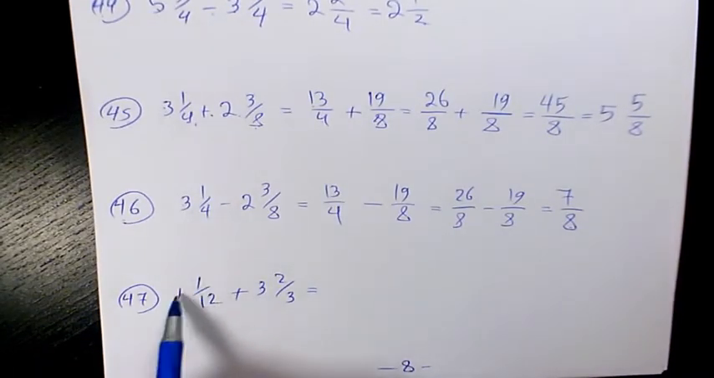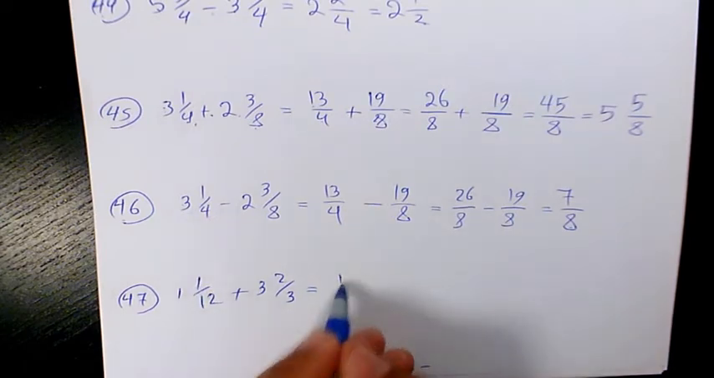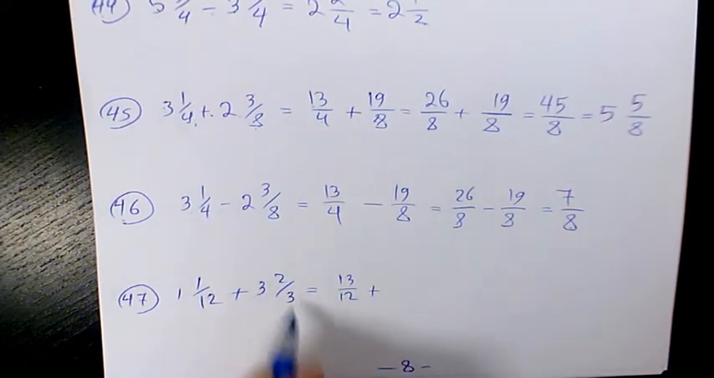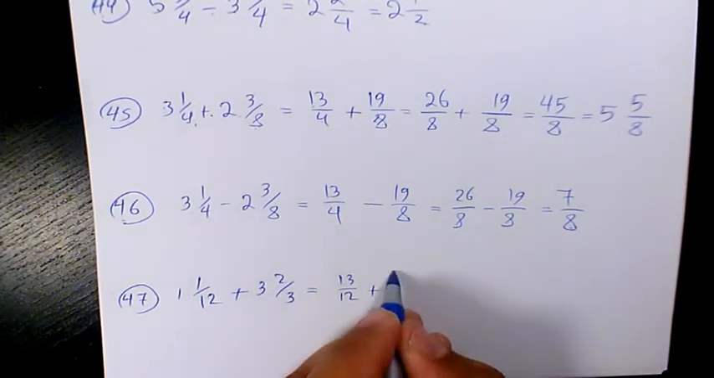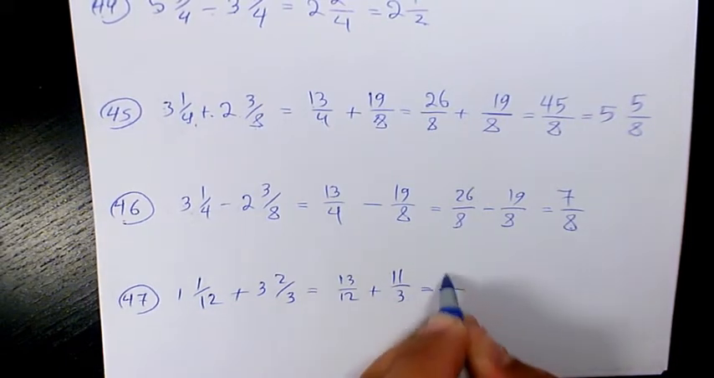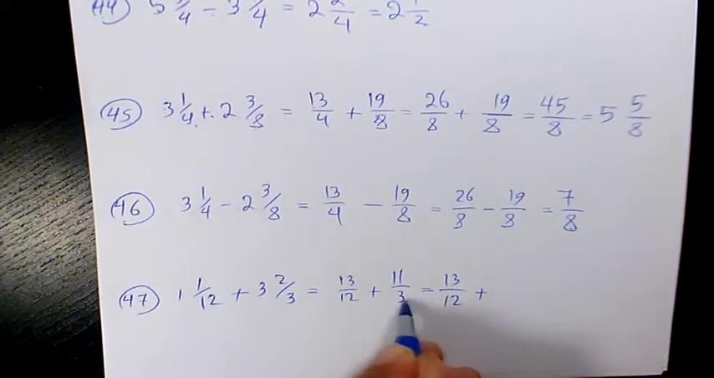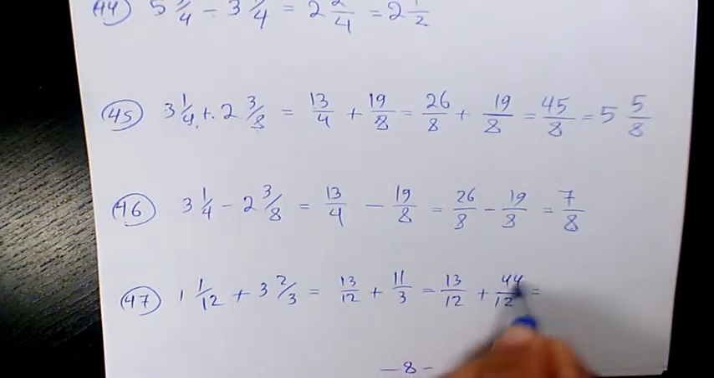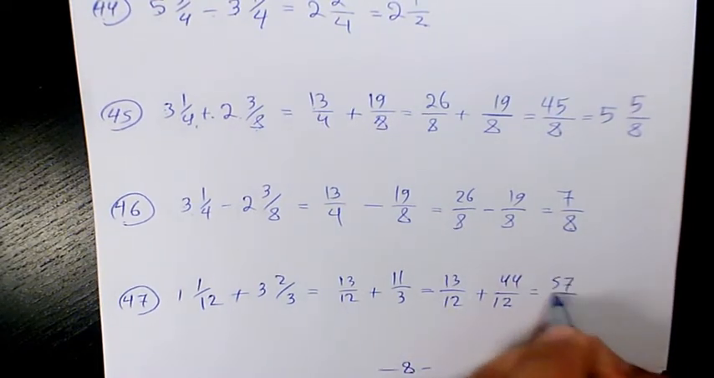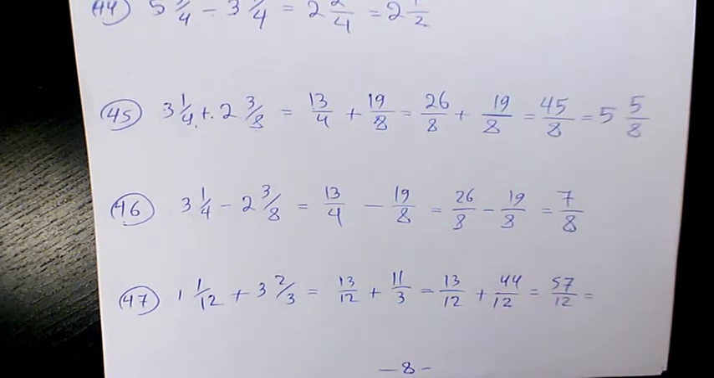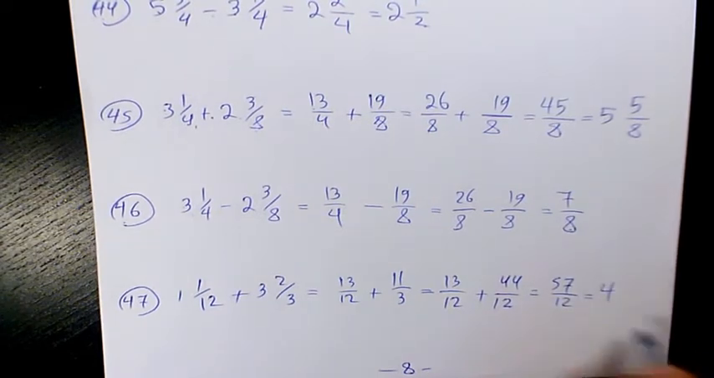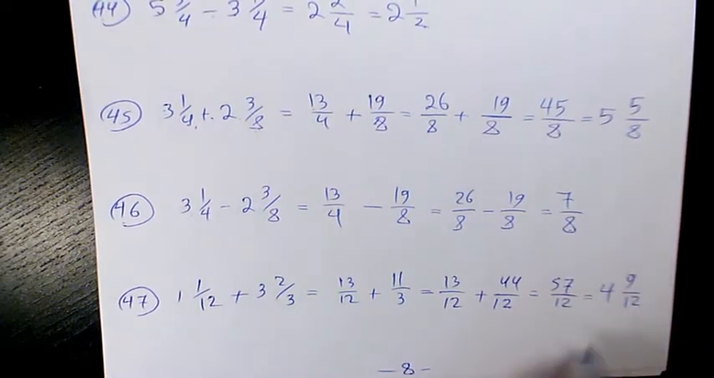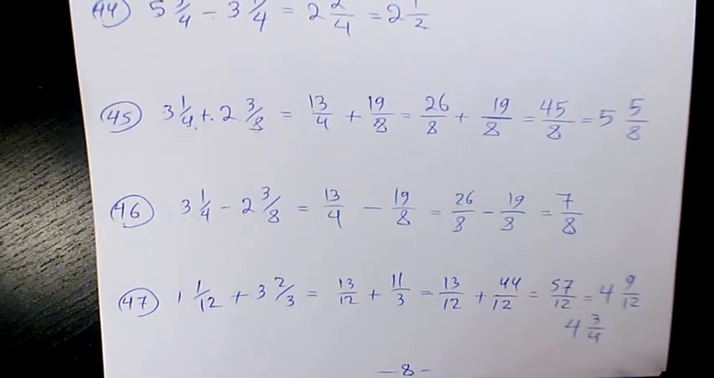1 over 12 is going to be 12 plus 1, 13 over 12. 3 times 3, 9 plus 2, 11 over 3. 13 over 12. 3 times 4, 12. 11 times 4, 44. 44 plus 13 is going to be 57 over 12. 57 over 12, that's going to be 4. 4 times 12, 48. 9 over 12. Or 4, 3 over 4 when you reduce it.